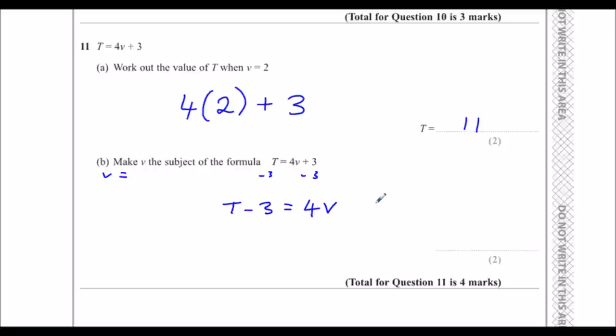Then to get V by itself, at the moment it's multiplied by 4. To get rid of a times by 4, we do the opposite, which is dividing by 4. So you divide both sides by 4, which gives you just V equals T minus 3 over 4.